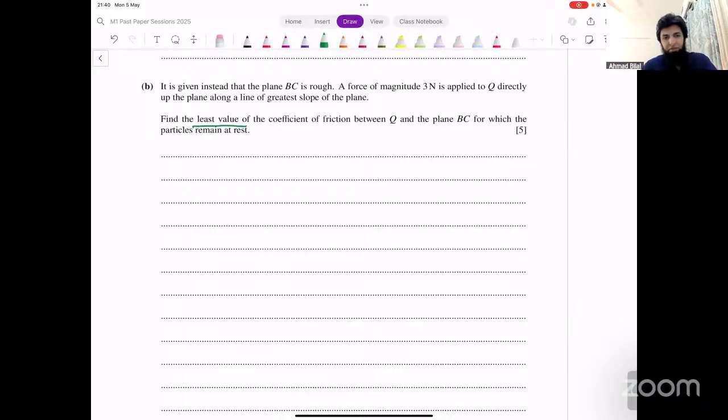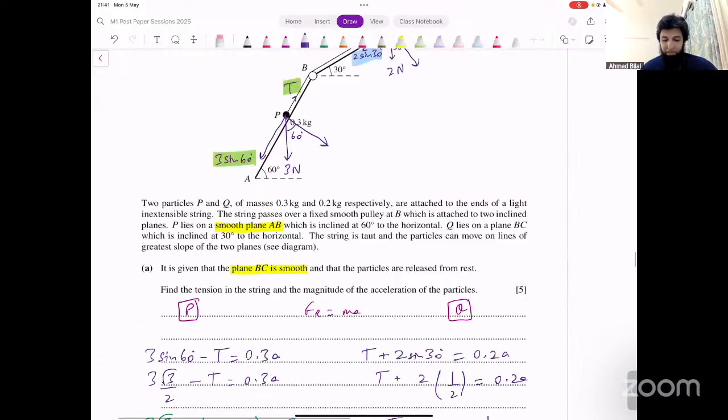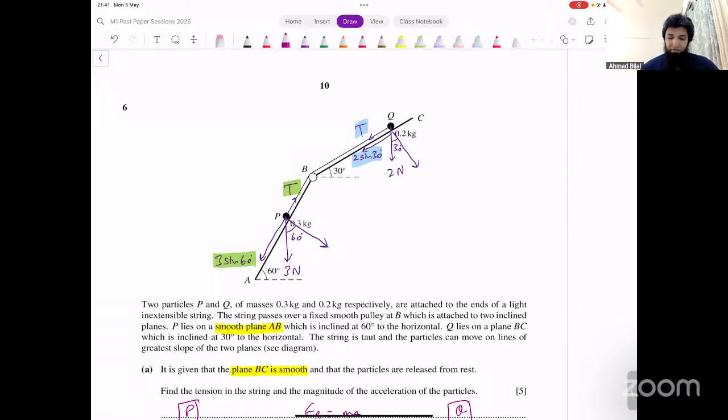Again, least value of something. Generally, it's about a force, but in this case, they're asking for the least value of mu, the coefficient of friction. You use limiting equilibrium, right? To find the extreme value of something, when you have friction involved, you consider the limiting equilibrium case. That's what we will be using here. First of all, let's represent all the forces that are acting. There's a 3 Newton force applied to Q directly up the plane. Let's represent that here on the diagram. Now there's another force acting in this direction, that's 3 Newton. That's for the second part.